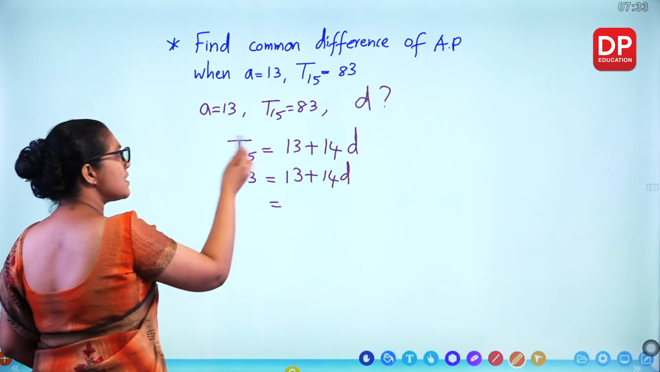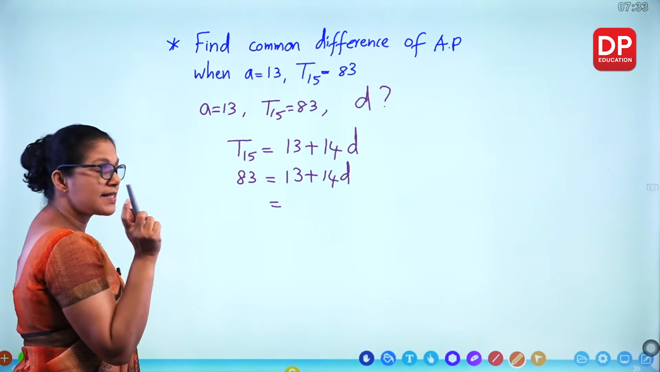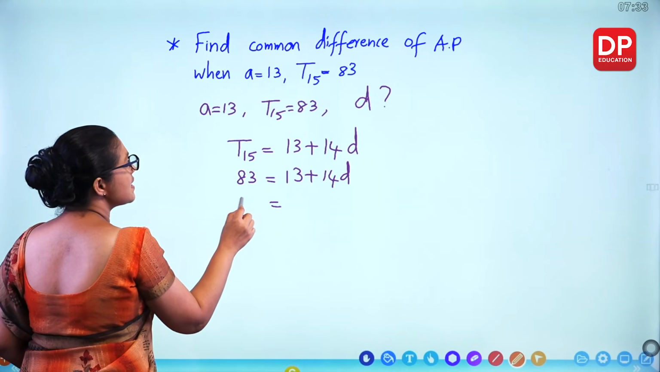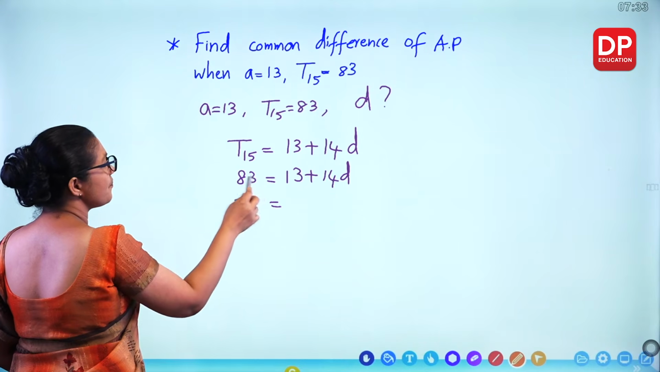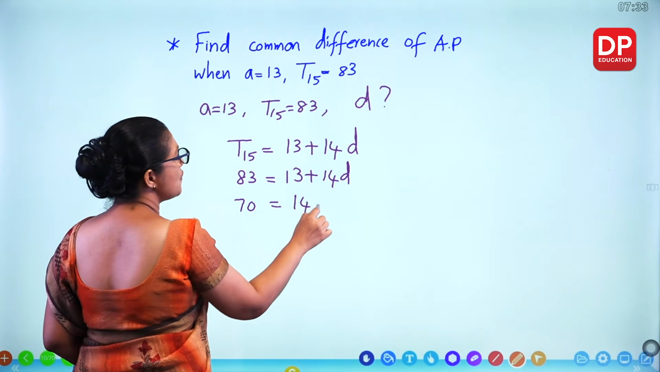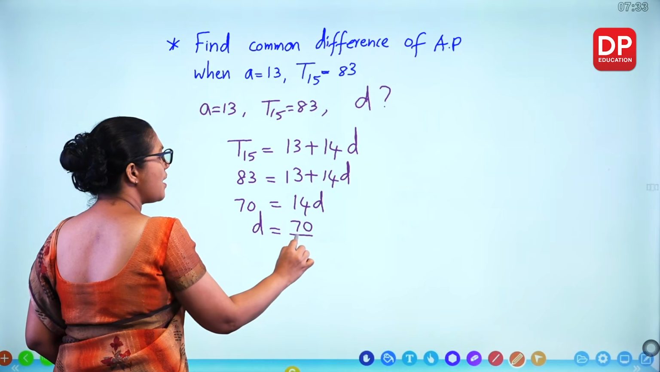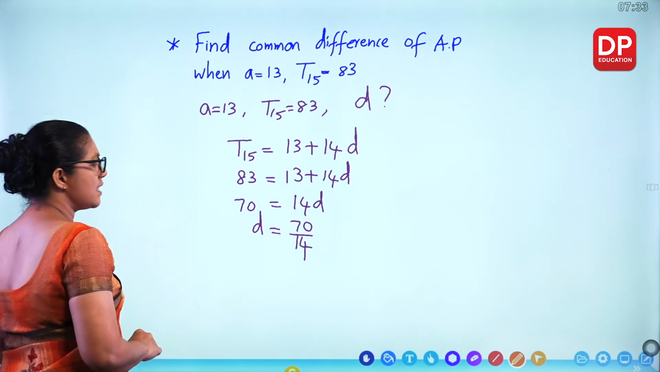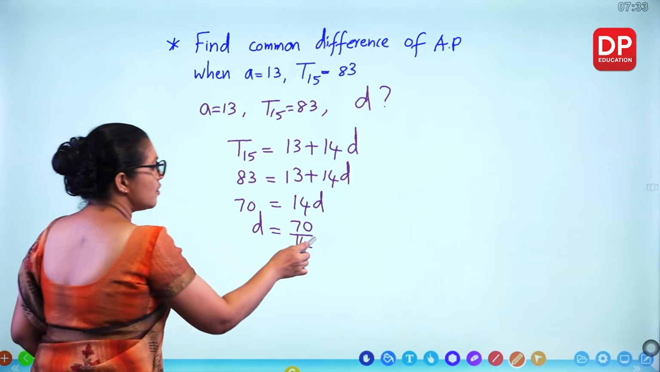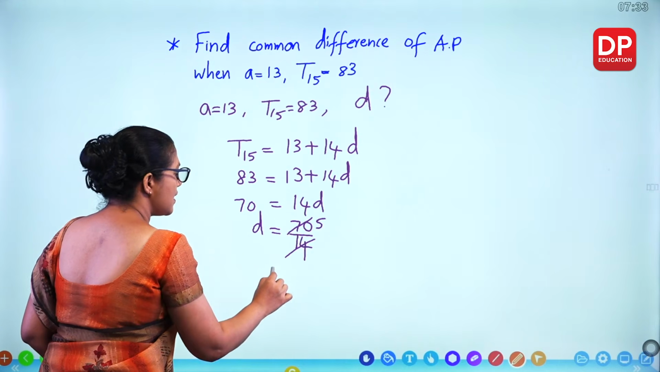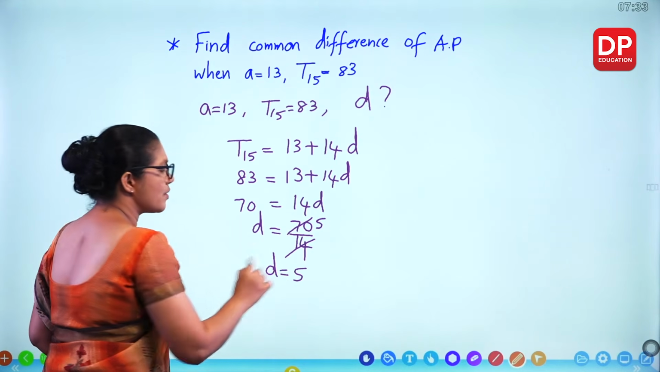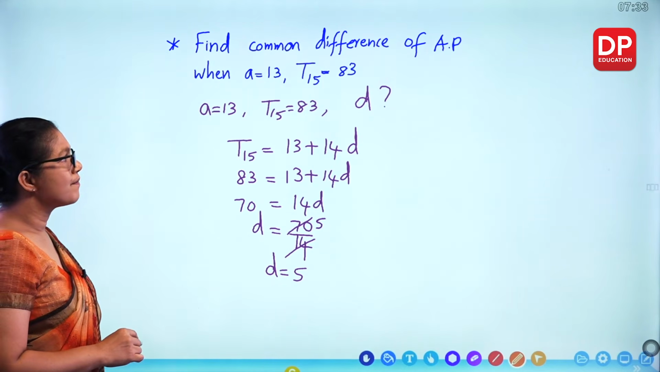83 is equal to 13 plus 14D. So take 13 to this side. 83 minus 13, you get 70. 70 equals 14D. So what's the common difference? 70 divided by 14. So this is 5. The common difference you get as 5.